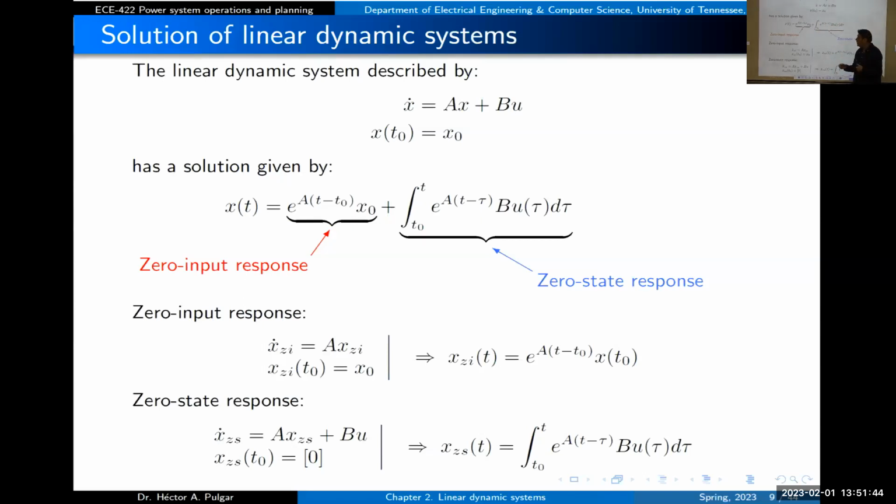I mentioned too that in this course, we're going to focus on this because we're interested in trying to get the physical explanation of this. Why the system started from an initial condition will evolve in time until we reach the steady state.